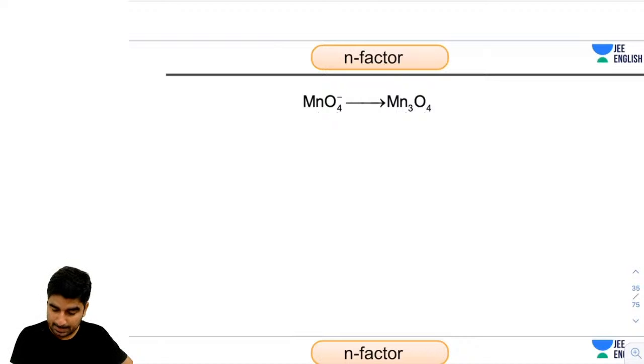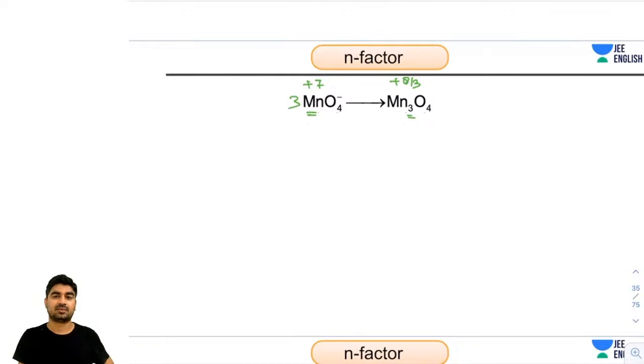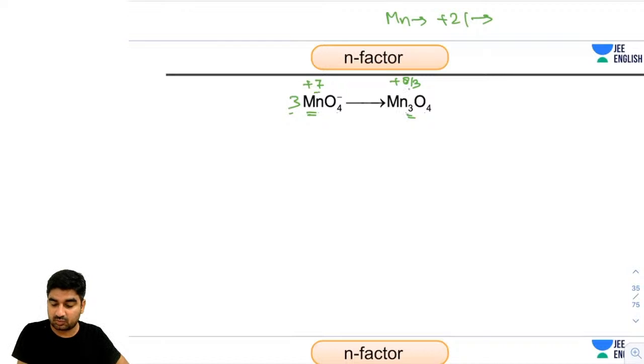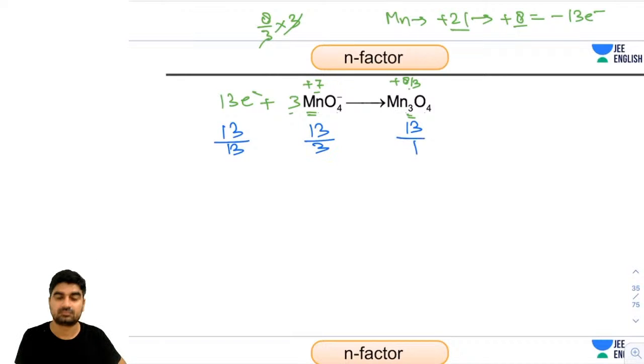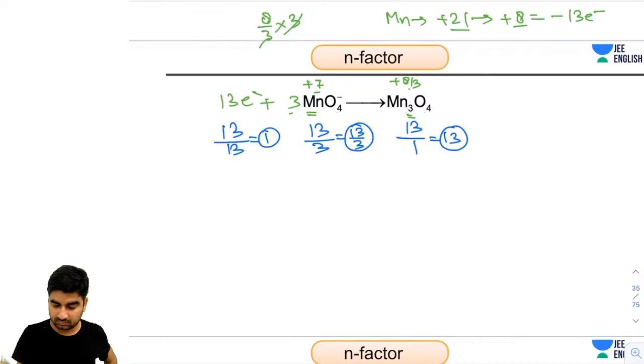So I will write, there are 3 Mn here. See, oxidation state is plus 7 and here it is 8 by 3, right? Sorry guys. So Mn is undergoing change, plus 21, 2, because 3 into this, so 3 into 8 by 3, plus 8. So I will be getting 13 electrons here, right? And when I am writing 13, just write 13 everywhere. Any doubt? Done?